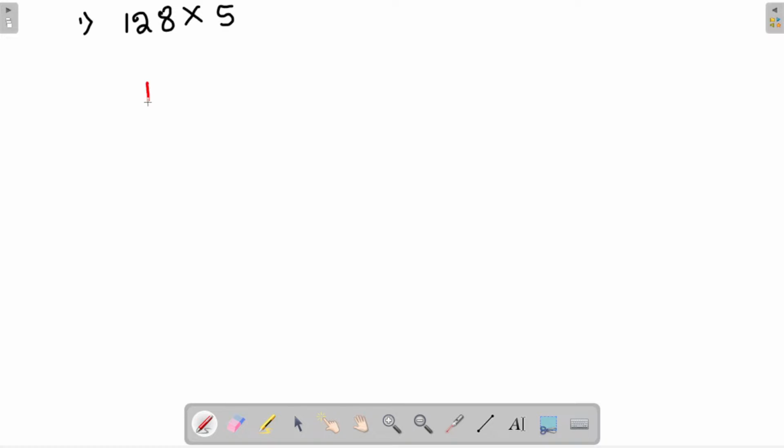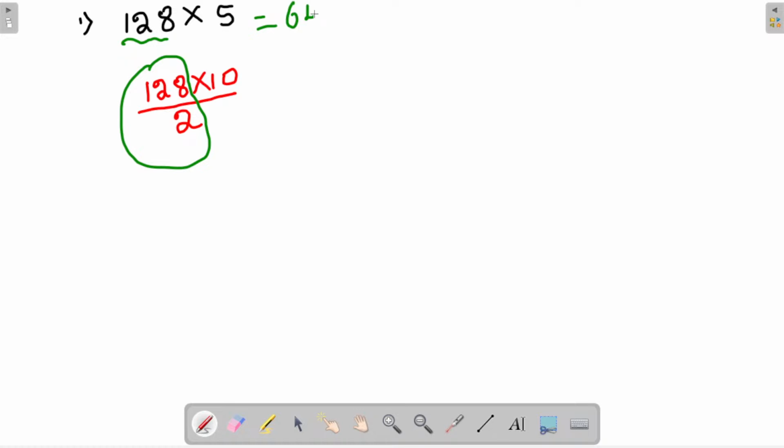So I can write this number like this: 128 into 10 divided by 2. Can I write it? Right, I can write it like this also, because 2 ones are 2, 2 fives are 10. Again I will get the same answer, which means any number multiplication by 5, first I will do division by 2. Division by 2 means half of the number, into 10. Tell me, what is half of 128? Into 10, 640. That's our answer.